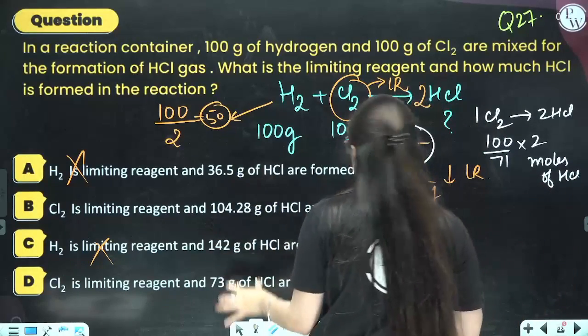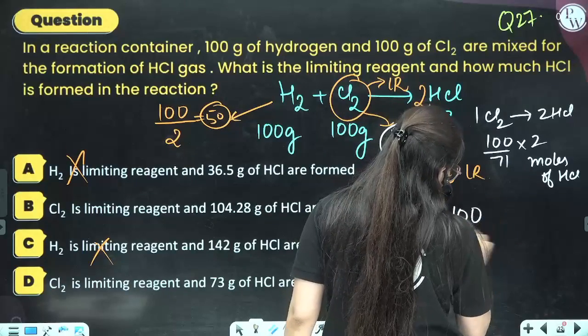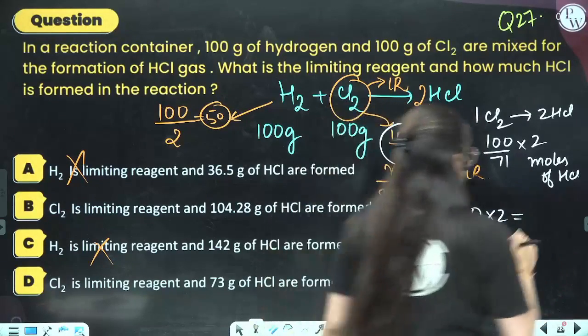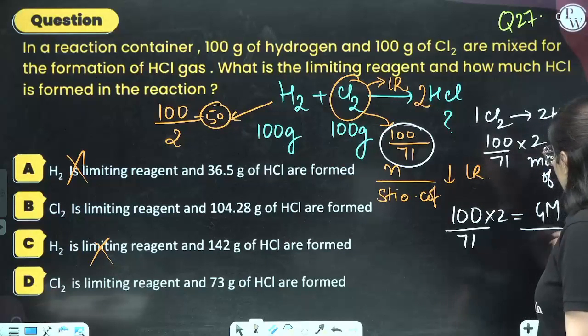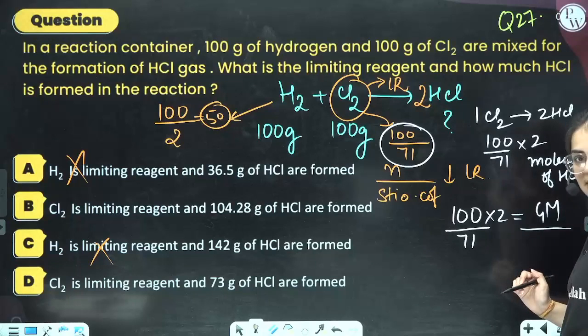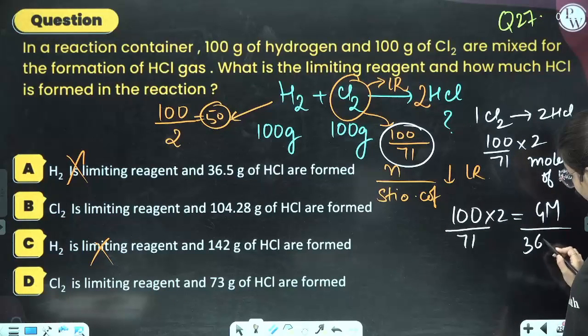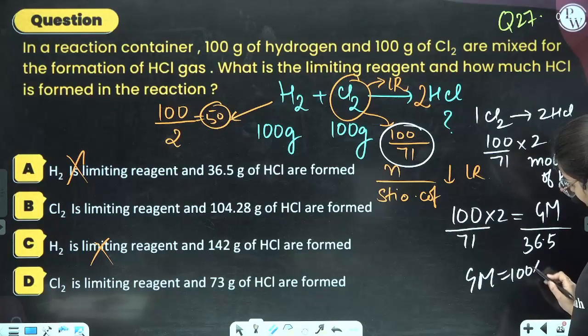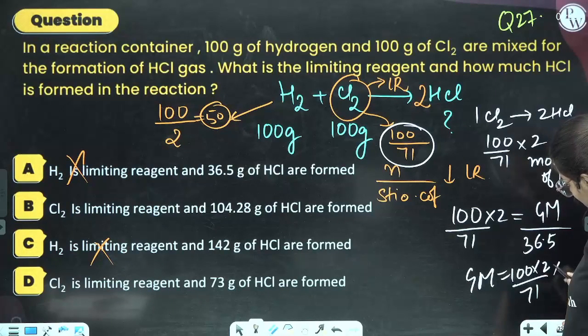But here they're asking in grams, so these are number of moles. 100 by 71 into 2, this is number of moles, which is equivalent to given mass upon molecular mass. Molecular mass for HCl: hydrogen is 1, Cl is 35.5, so it is 36.5. So you'll calculate given mass 100 into 2 by 71 into 36.5.